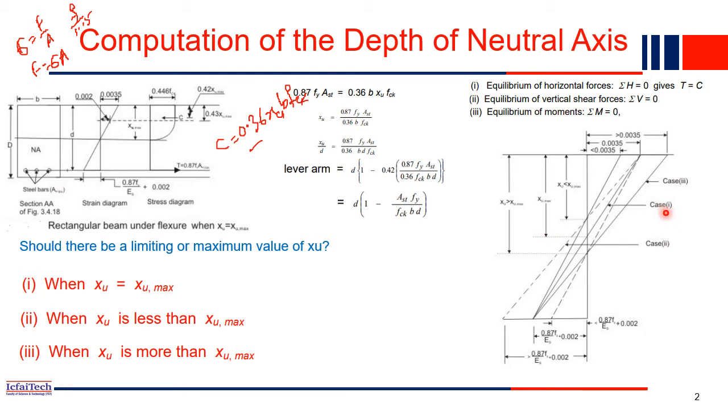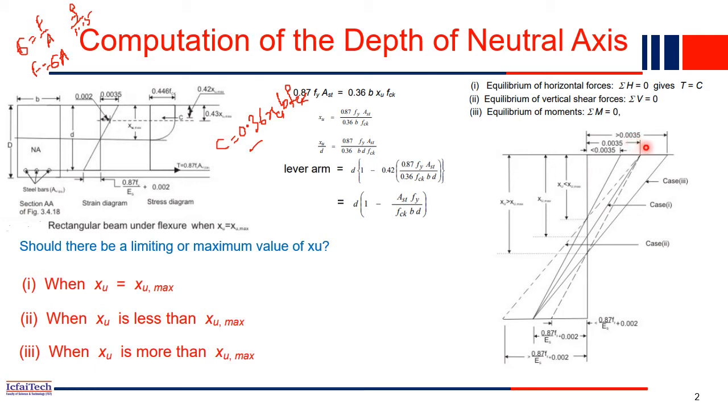So first consider case 1. For case 1, consider this middle line. The maximum strain in the concrete is 0.0035. So this middle value, 0.0035, is the maximum strain in the concrete. And what about the maximum strain in the steel? That is 0.87 Fy by Es plus 0.002, up to this. So here you have the maximum strain in the steel, and here you have the maximum strain in the concrete.